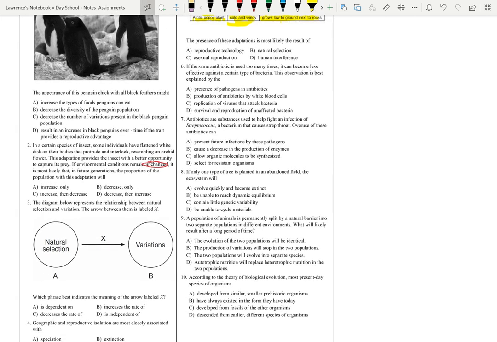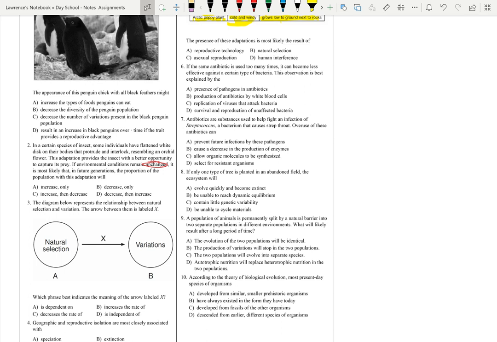6. If the same antibiotic is used too many times, it could become less effective against a certain type of bacteria. This observation is best explained by A, the presence of pathogens in antibiotics. Antibiotics kill pathogens. There's no pathogens in antibiotics. That's absurd. Some of these answers are absolutely crazy. B, the production of antibiotics by white blood cells. How awesome would that be if our white blood cells made our own antibiotics? We wouldn't have to take antibiotics. We'd make them in our body. We don't.